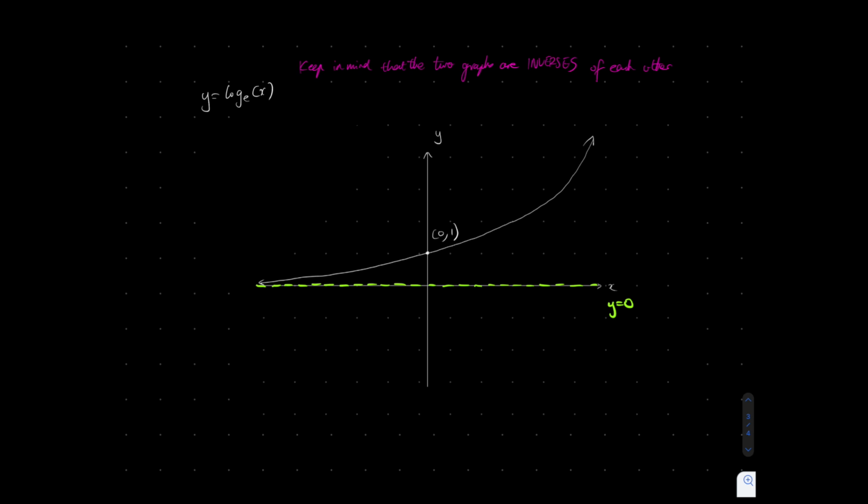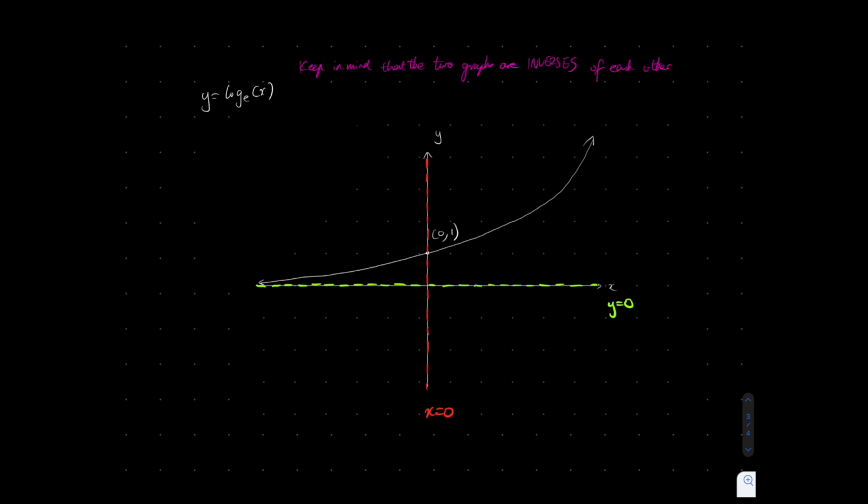Next, let's have a look at y equals log e of x. I will draw it on the same axes just to show you guys. Keep in mind that the two graphs are inverses of each other, and I will draw y equals log e of x on the same axes to illustrate this relationship. So there is an asymptote at x equals 0 for the graph of y equals log e of x. There are two ways to think about this. Firstly, since we are reflecting the graph of e to the power of x over the line y equals x, therefore the asymptote at y equals 0 is reflected to become the asymptote at x equals 0.